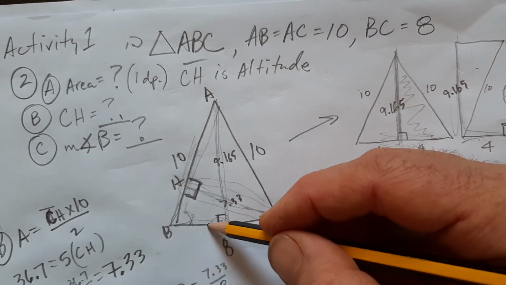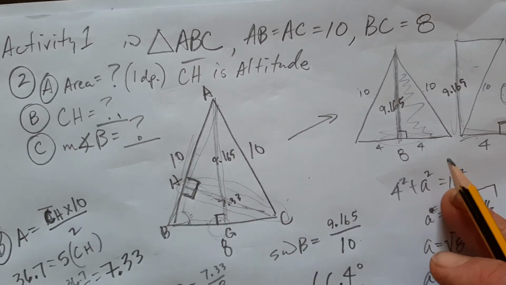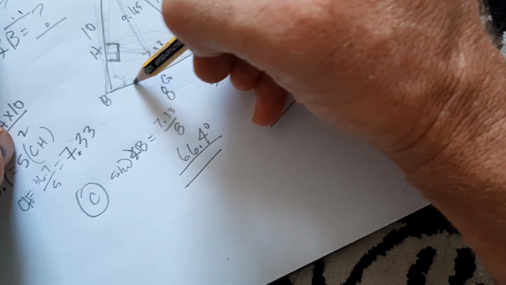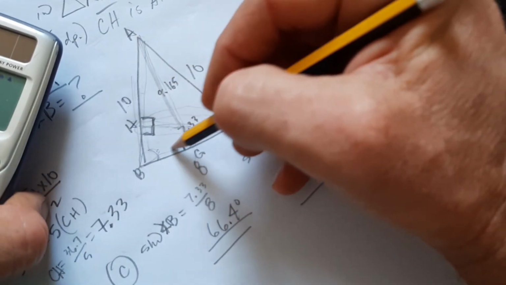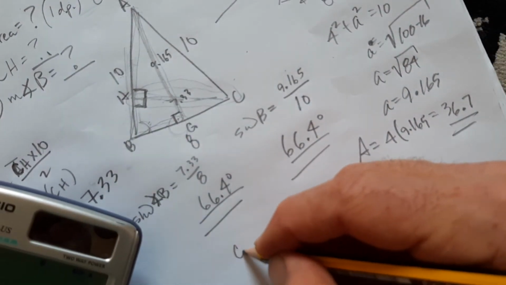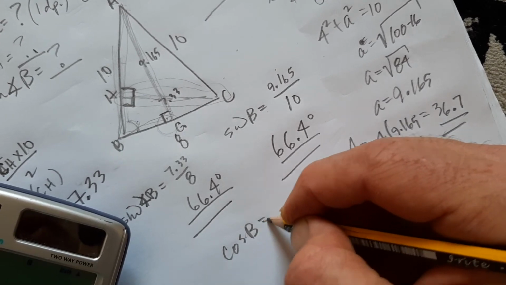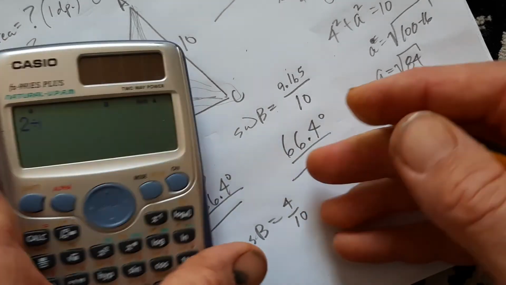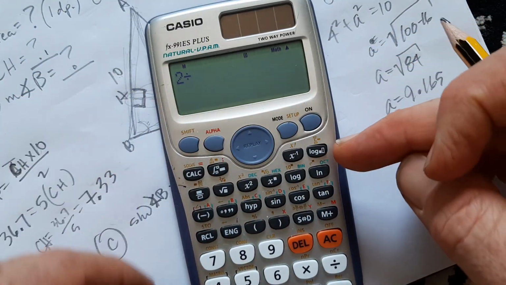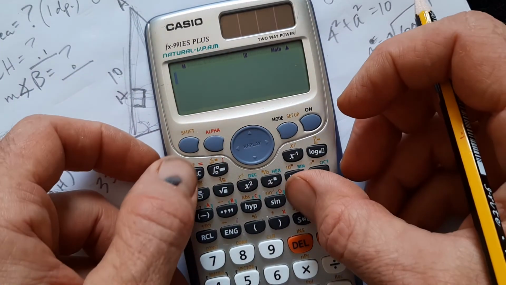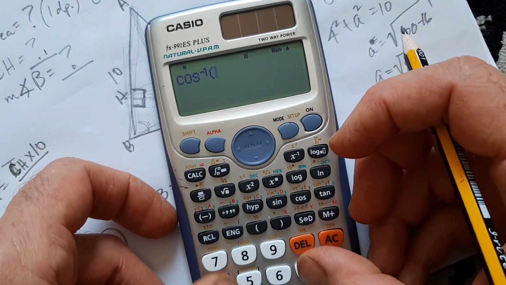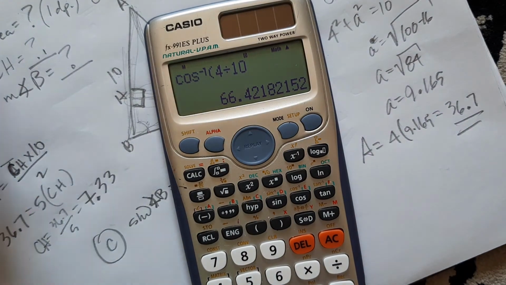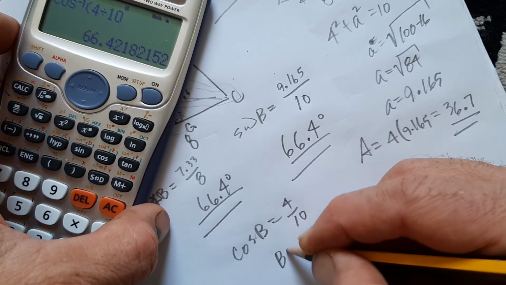Cosine of 4 over 10. Do it one more way. Like, see, you got this triangle here. So one last way, if I got cosine of B must equal 4 over 10. So let's just do that real quick just for fun. Shift cosine inverse 4 divided by 10. All right, 66.4 again.